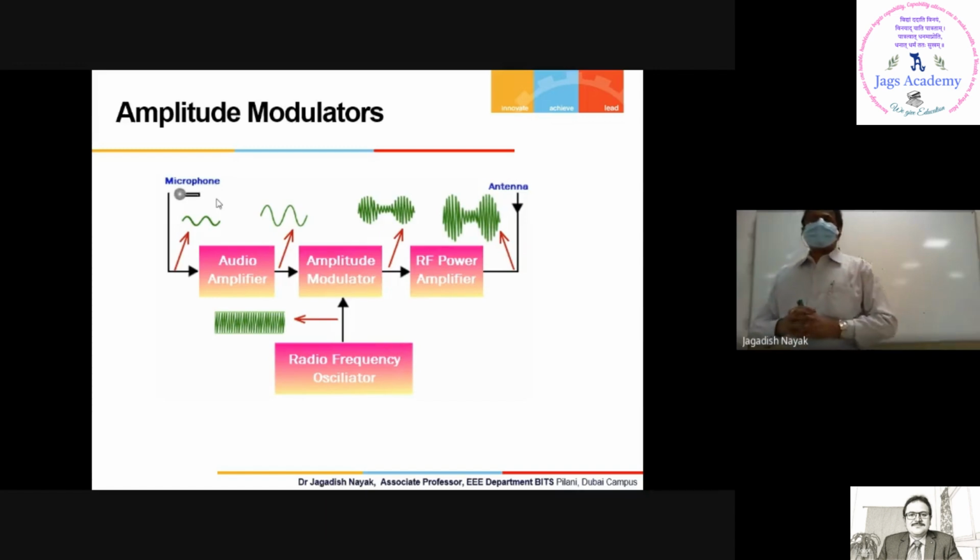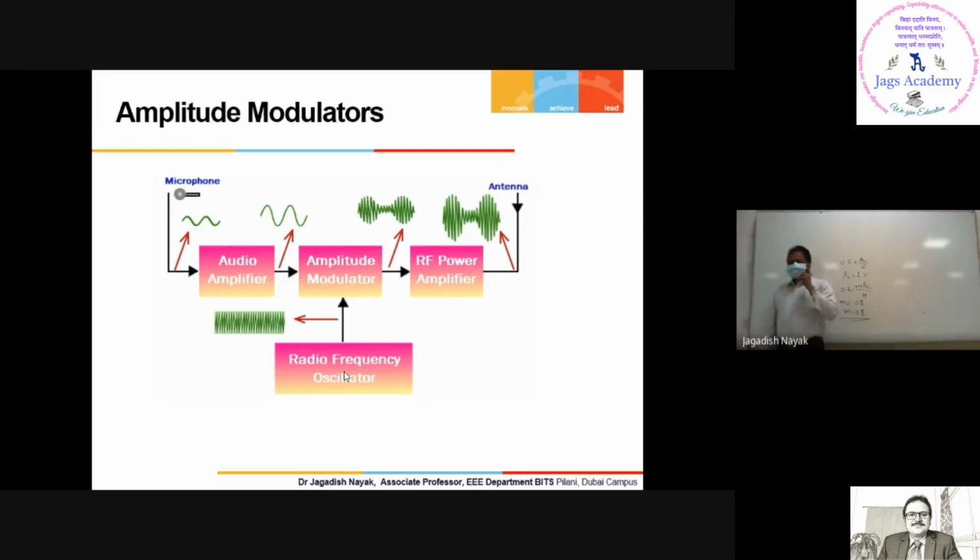Now after that, it is fed to the amplitude modulator. Can you tell me what this radio frequency oscillator is? What is the purpose of this radio frequency oscillator? It gives the carrier. Your carrier is in the radio frequency range, in the 50 megahertz range. It is all called radio frequency.